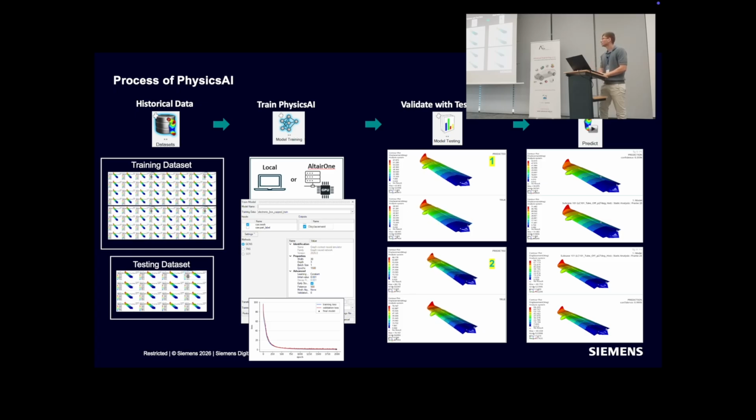Next step is to validate with our test data set, which has been left aside. So we are predicting on scenarios unseen to the physics AI model in order to see if our physics AI model has generalized well. And in the end, once we are satisfied with the results, we are able to deploy our physics AI model in real-time exploration.